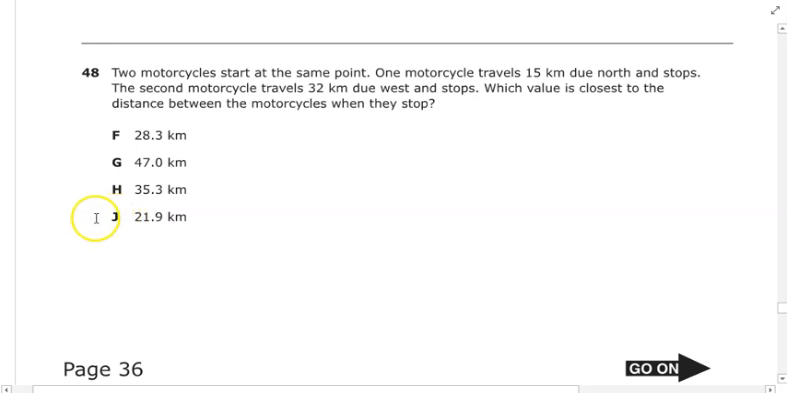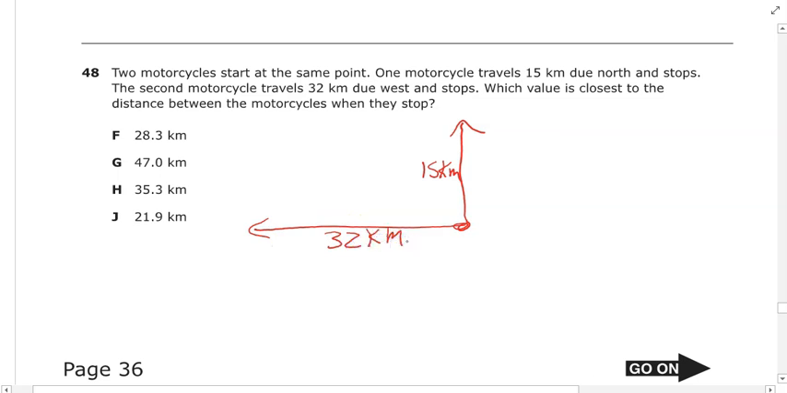Right, 48. Two motorcycles start at the same time. One motorcycle travels 15 kilometers due north. So let's say northeast, southwest. Let's say up is north, so it goes 15 kilometers and stops. The second motorcycle travels 32 kilometers due west and stops. So the second one goes 32 due west.